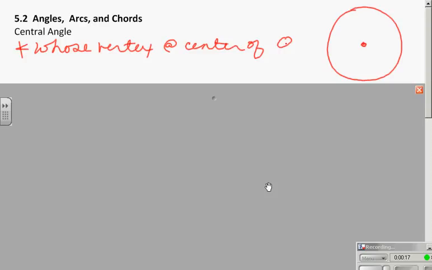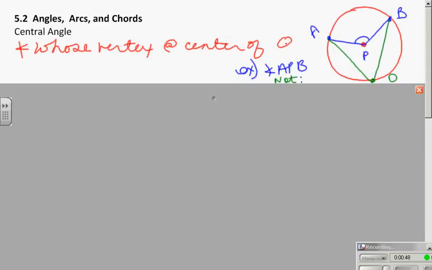So if we have our circle P over here, and it has some points on it, this angle right here, angle APB, is a central angle. But if I had a point D like this, angle ADB would not be a central angle because the vertex is not at the center.